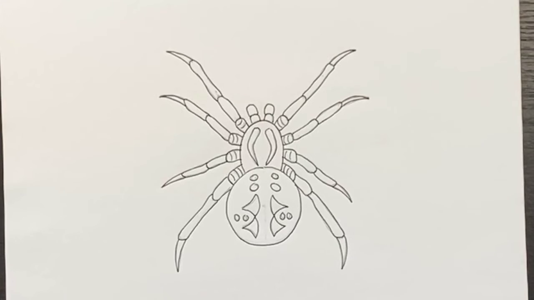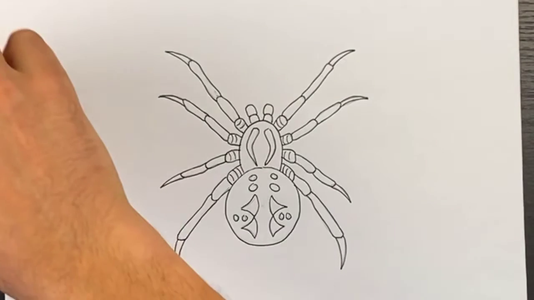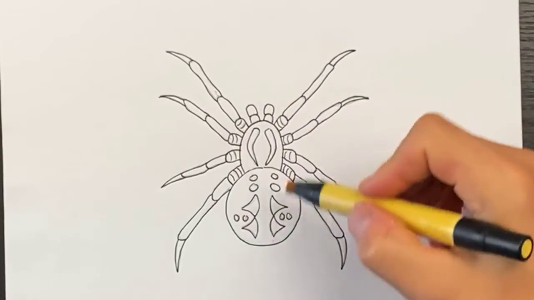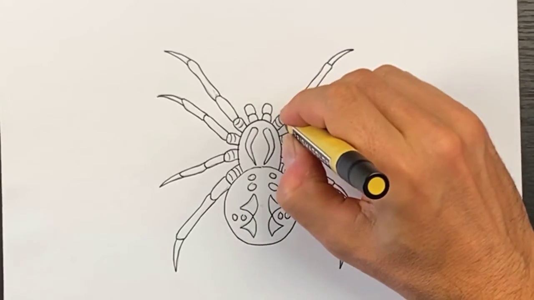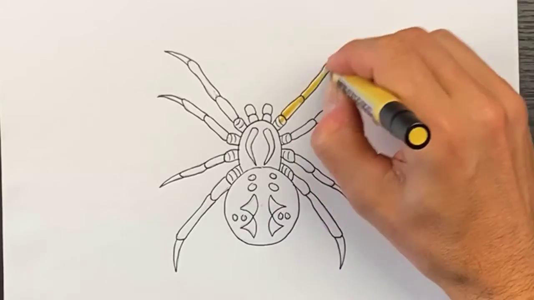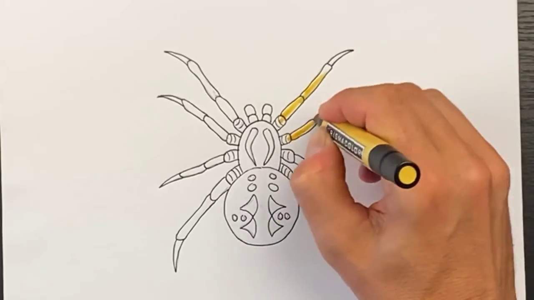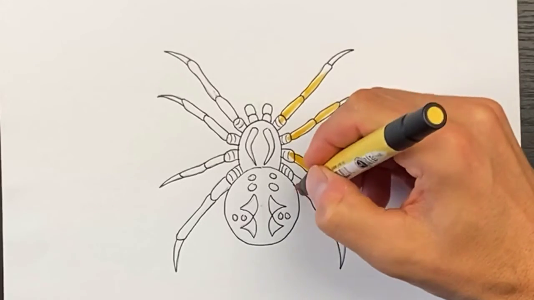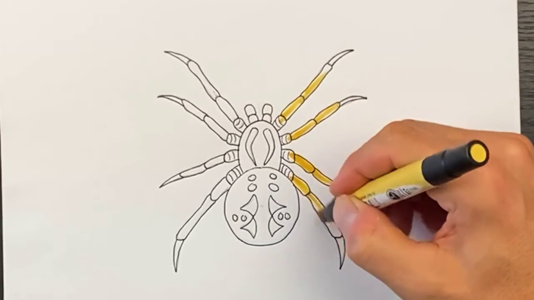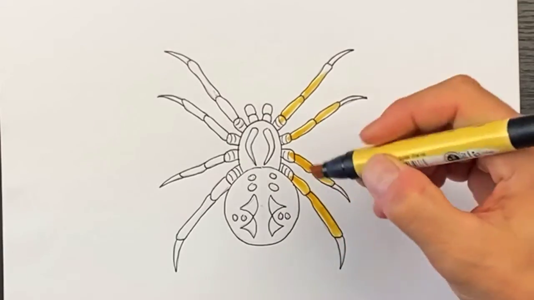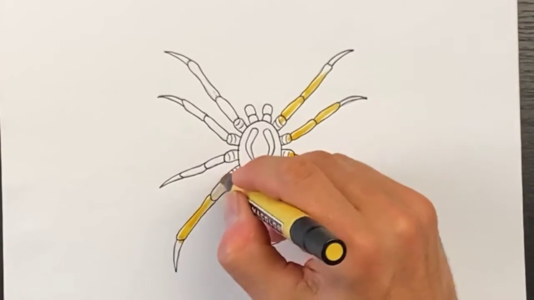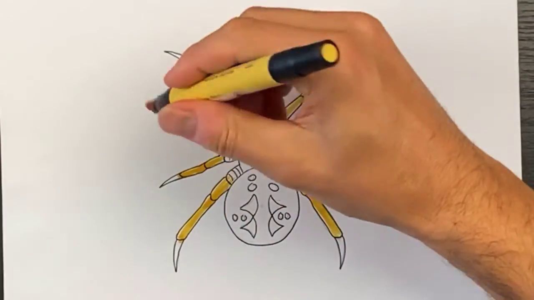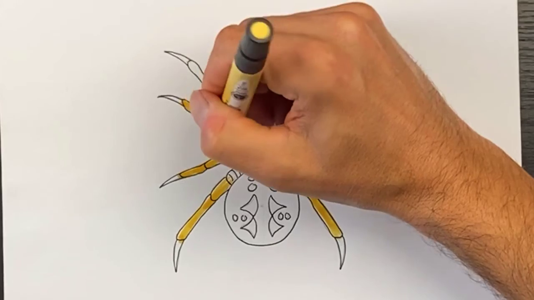Okay, now that we outlined our spider, I'm going to go ahead and add some color. So what I'm going to do is the body's going to be black, but right around here, these legs are going to have a little bit of an orange color going through them. So I'm just going to try to stay inside of my lines, but go with quick strokes like that. And try to stay inside.